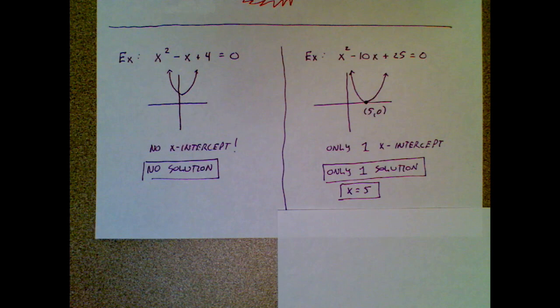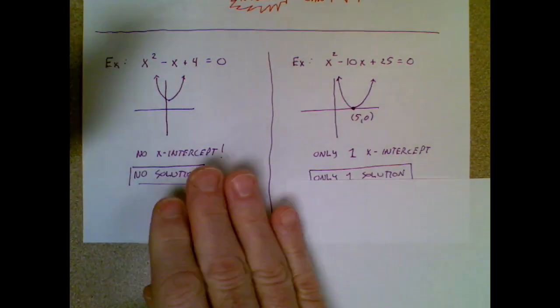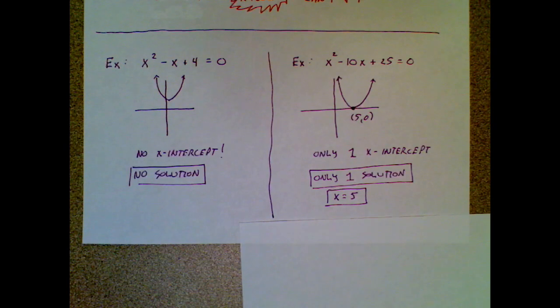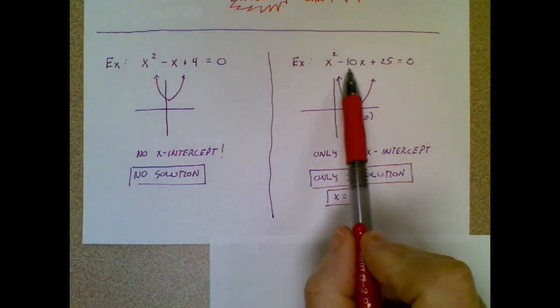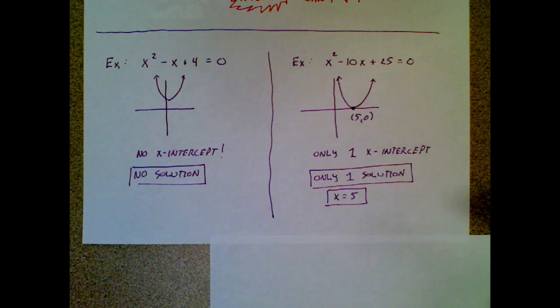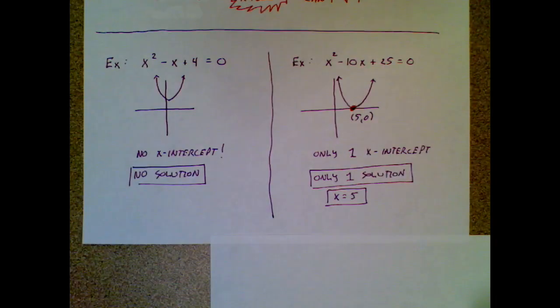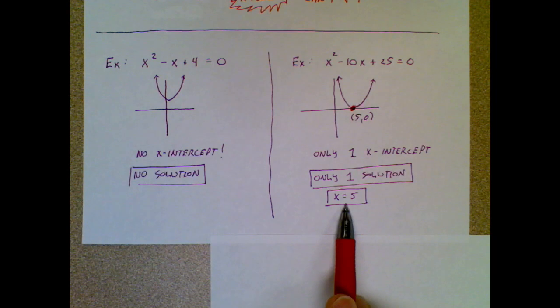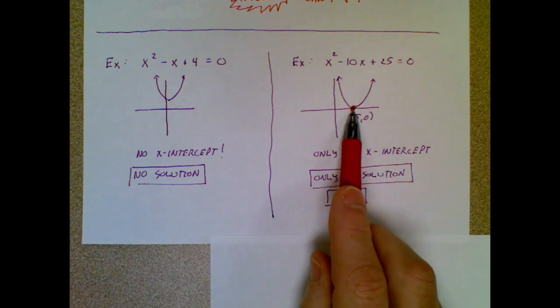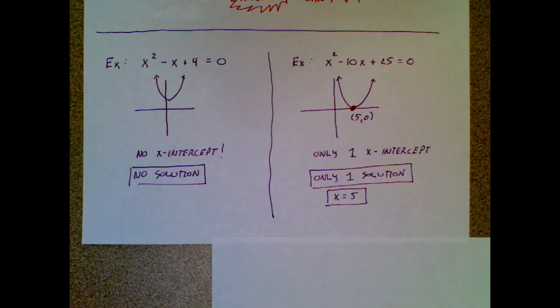It could even happen that you end up getting a graph that has just one intersection point on the x-axis. So here's another equation in standard form set equal to 0. You're going to graph it and look for the intercepts, but if there's only one intercept, that means there's only one solution. In this case, the graph vertex just barely touches the x-axis, but that's good enough to be an x-intercept.